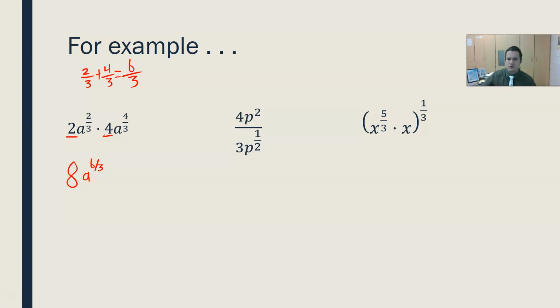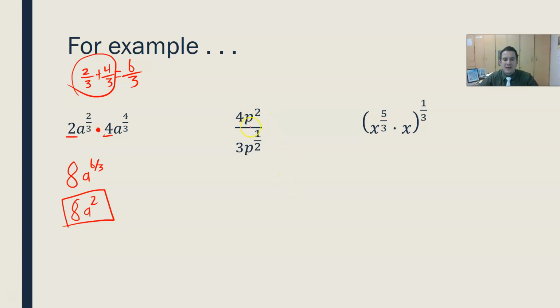And I would give you credit for that, but also recognize that 6 divided by 3, either if I type that in my calculator or just do it in my head, 6 divided by 3 is 2. So I could simplify that and write it as 8a squared, or 8a to the second power. Okay, so when I multiply exponents with the same base, I add those exponents together.